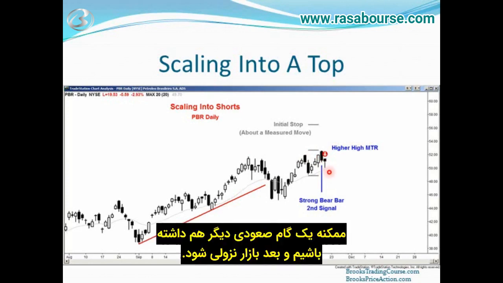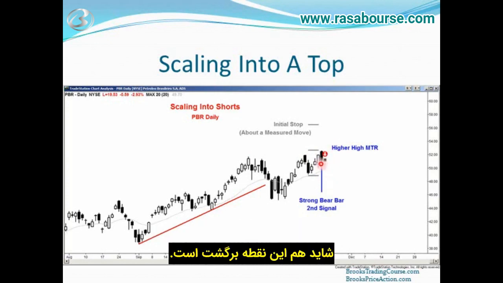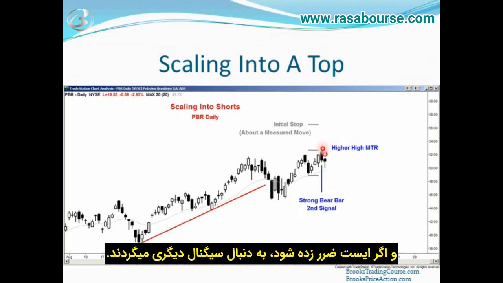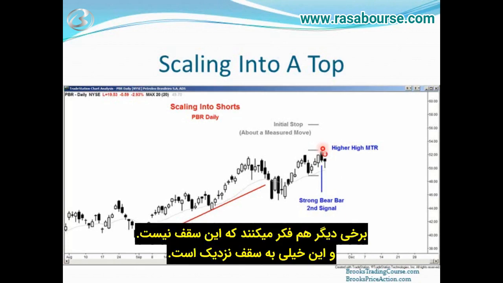Traders might look at this and say, well, maybe we'll get one more push up, and then we'll reverse down. Maybe this will be the reversal. Some traders will simply put a buy stop above the high of their signal bar, and if they get stopped out, look for another signal. Other traders will say, well, I'm not convinced that this is the top. If it's not the top, it's pretty close.